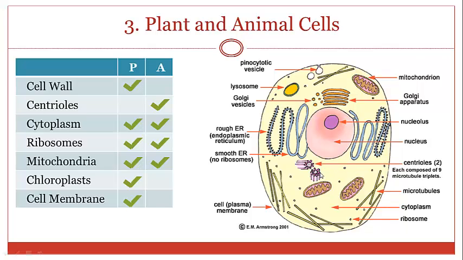Chloroplasts are not present in animal cells, but there is a cell membrane. That is the gatekeeper of the cell, which controls what enters and exits the cell.